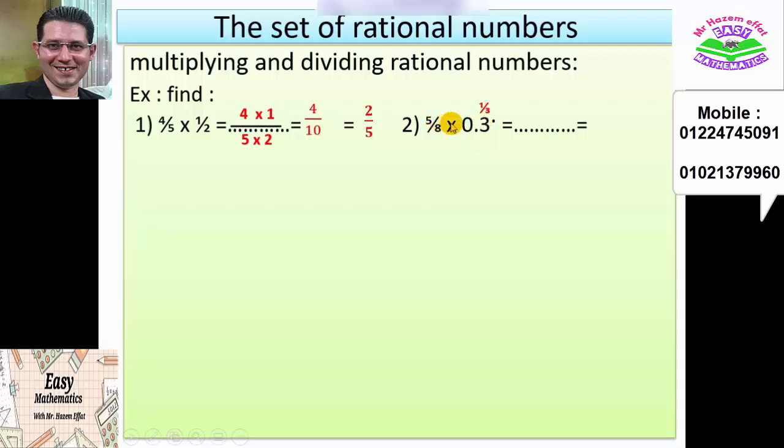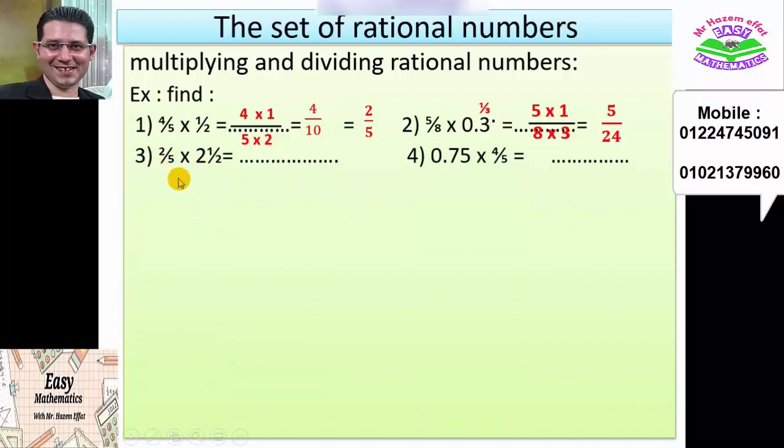Now we can multiply both of them. By the previous steps, we multiply 5 by 1 and multiply 8 by 3. Yes, it will be equal finally 5 over 24, and it is already in simplest form.